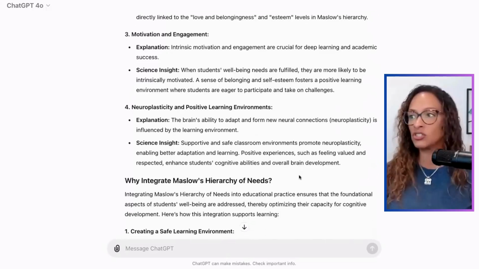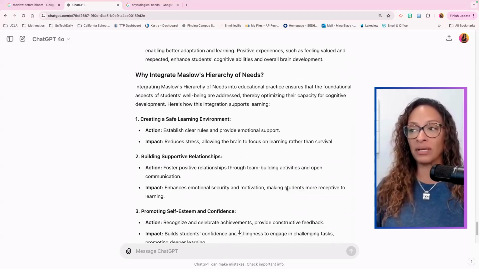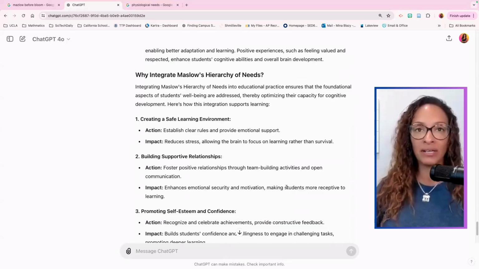Explanation, the brain's ability to adapt and form new neural connections, meaning they can take information in and then use it in other situations. And why integrate Maslow's hierarchy of needs. I will put this in a PDF so you can have it as well, and use ChatGPT to help support you and give you ideas on what you can do in the classroom.